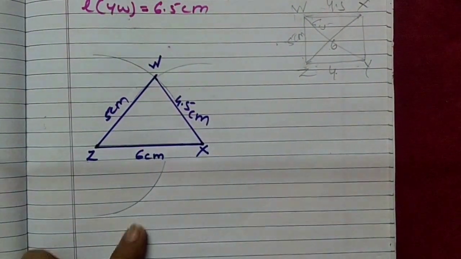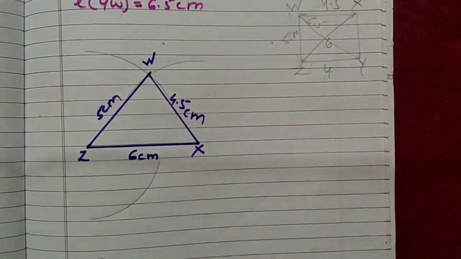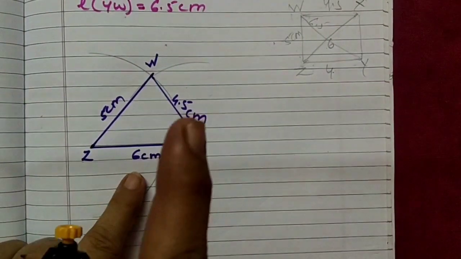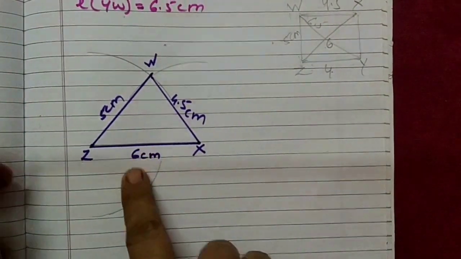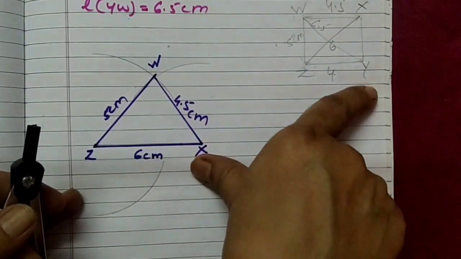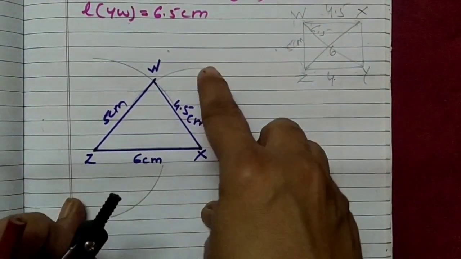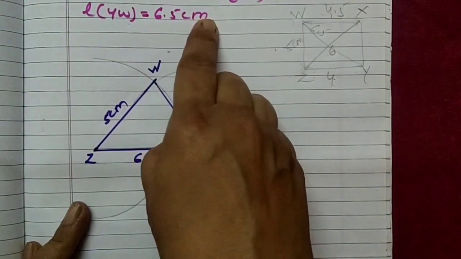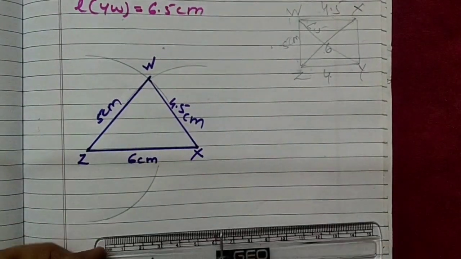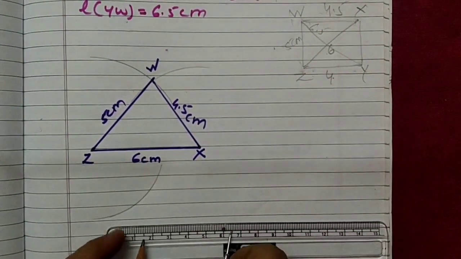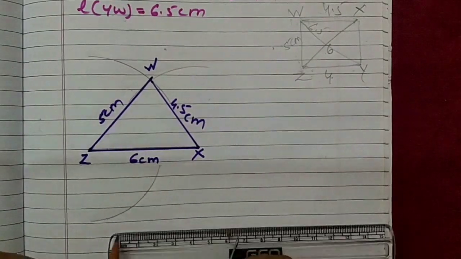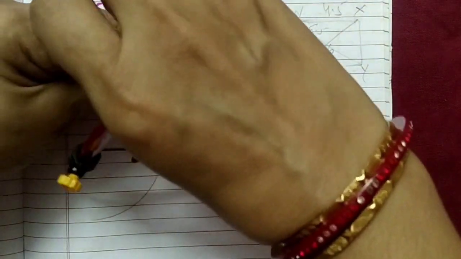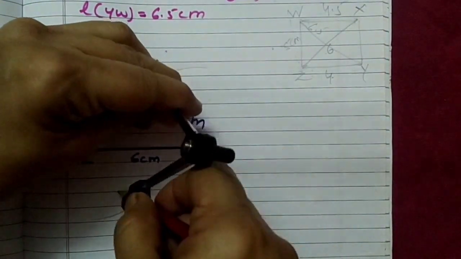I will draw an arc from Z, 4 centimeter. Now I want some arc to cut this arc. Only on this arc I cannot find out point Y. So there should be something else, some measurement should be there, so that I will cut this arc. So what measure do I have? WY. WY is how much? 6.5 centimeter. So I will take 6.5 from W, because it is WY, isn't it? And I will cut this arc.